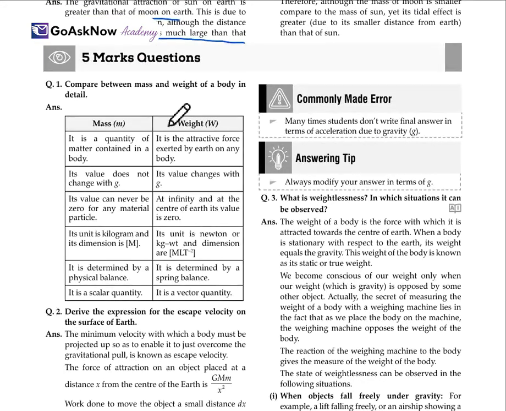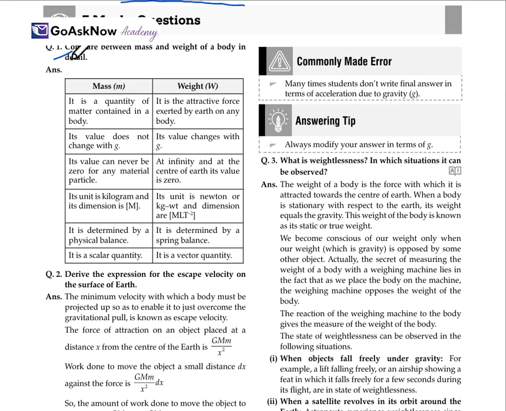Now, let's move to the 5 marks question. Compare mass and weight of a body in detail. So, we have mass and weight. M is the mass, W is the weight. Mass is the quantity of matter contained in a body.